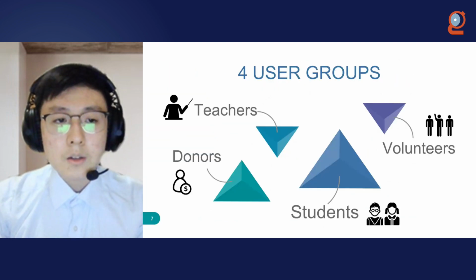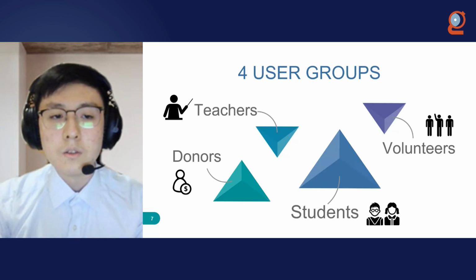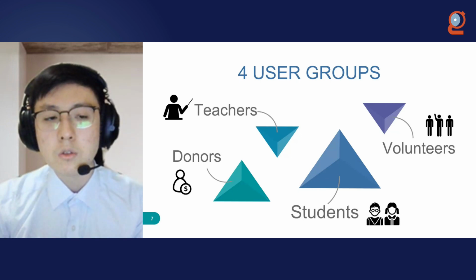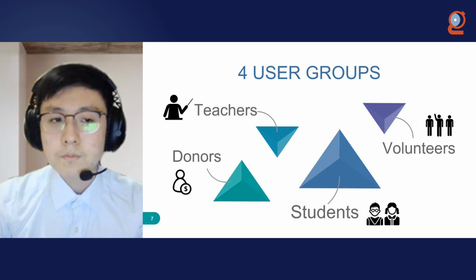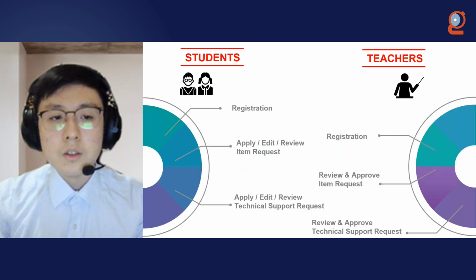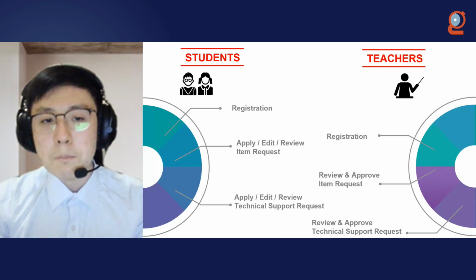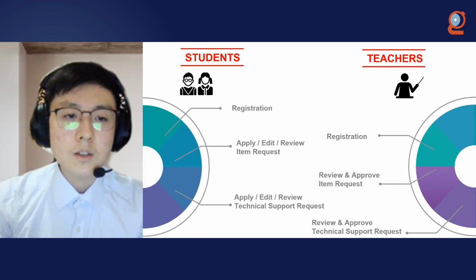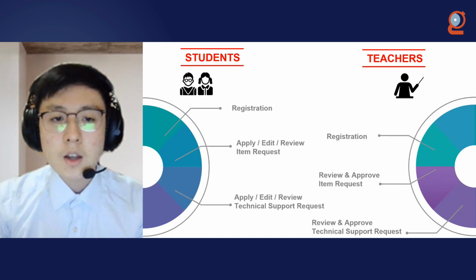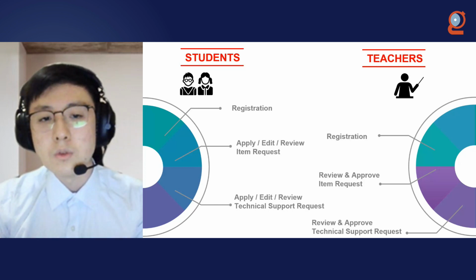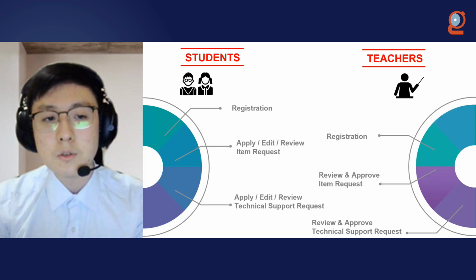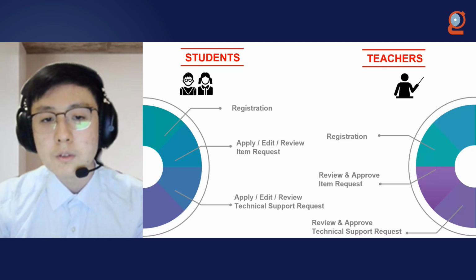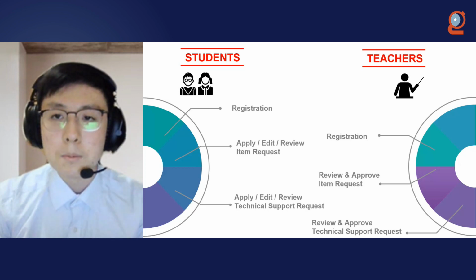Next page. Okay. To clarify the design of the donation system, we separate four user groups, which are teachers, donors, students, and volunteers. Based on the user groups, we separate it into four major parts of the system. The central part is according to the users' needs to define the services. We are designing a table to separate the functions for the students' role: registration, apply, edit, review, technical support request for the reply application.